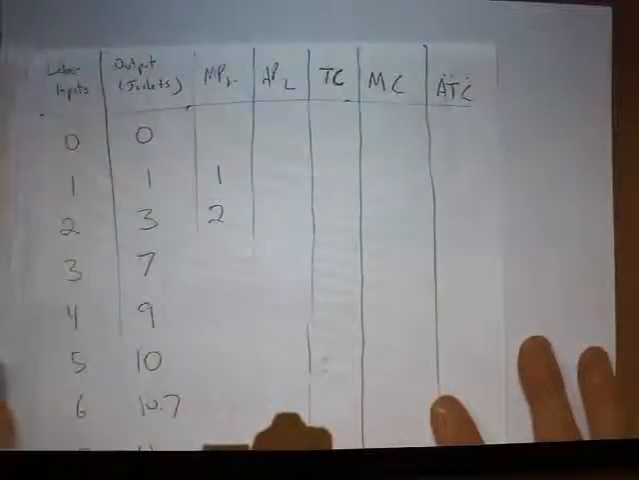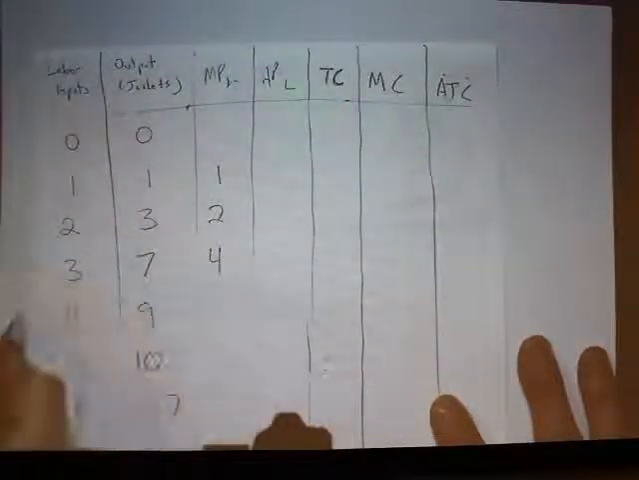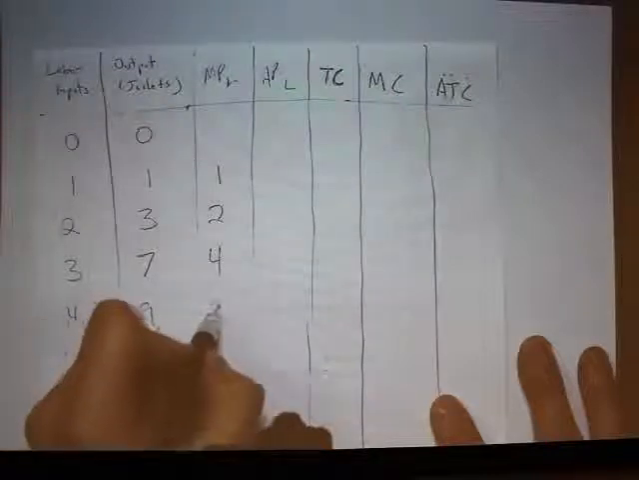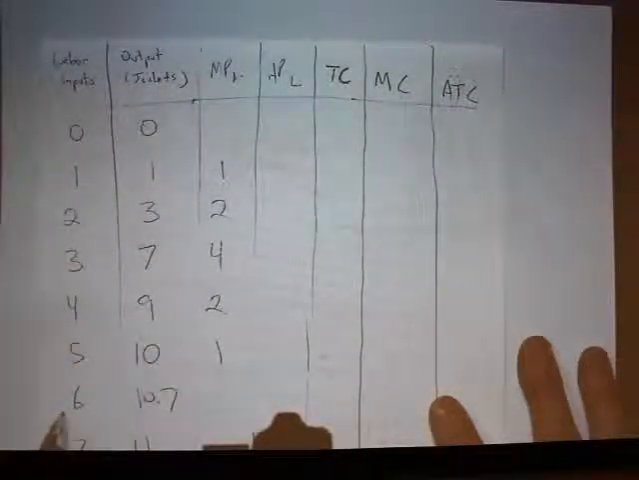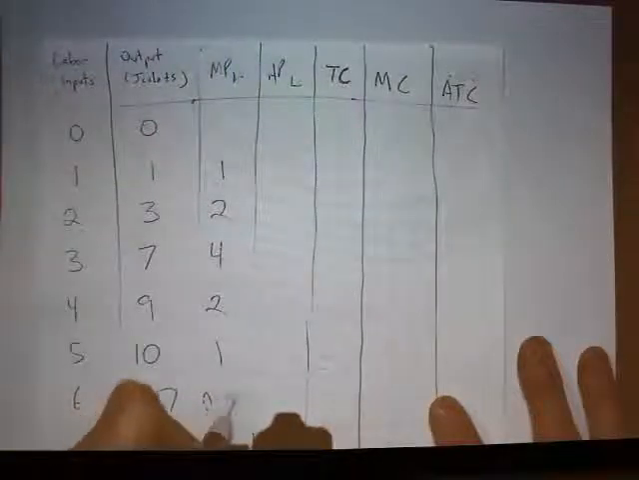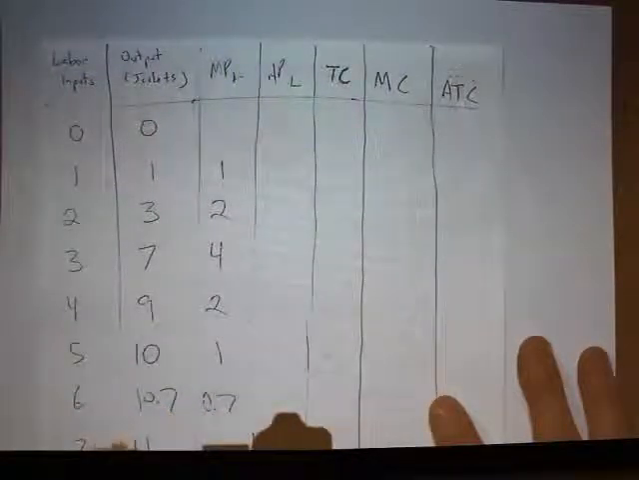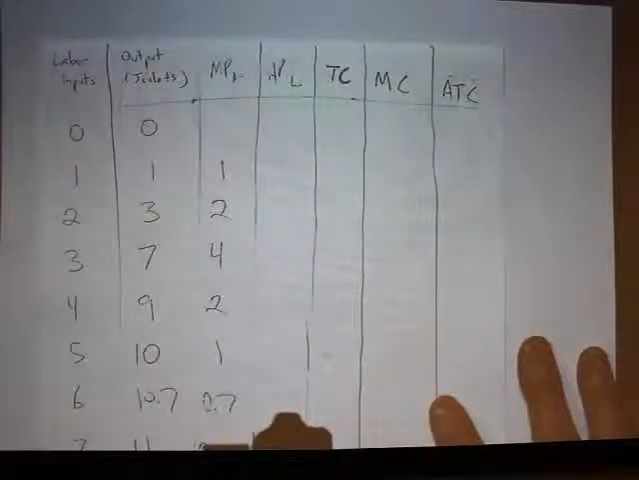The marginal product of the third worker is 4. The fourth worker adds 2 units. The fifth worker adds 1. The sixth worker adds 0.7. Seventh worker adds 0.3. And then the eighth worker actually reduces output. So this person is causing everyone else to produce less, and he's not adding anything himself. So the marginal product is actually negative for this last worker. Oh yeah, thank you.